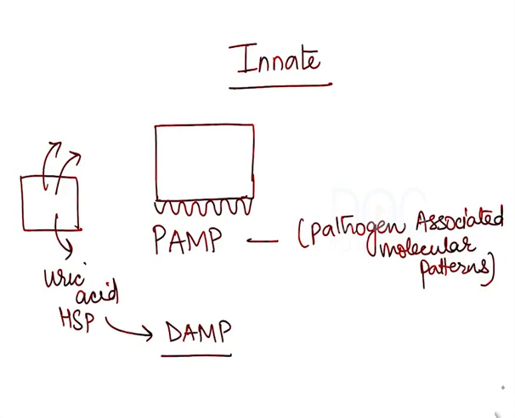It is as if somebody is trying to catch you, and you scream. So screaming is a danger associated molecular pattern. You understand that? So when you touch somebody and identify that, that is a pathogen associated molecular pattern. When you start screaming that I am attacked, that is a danger associated molecular pattern.